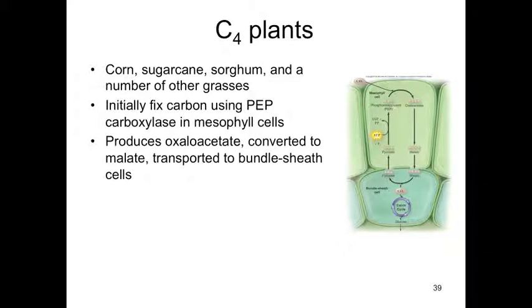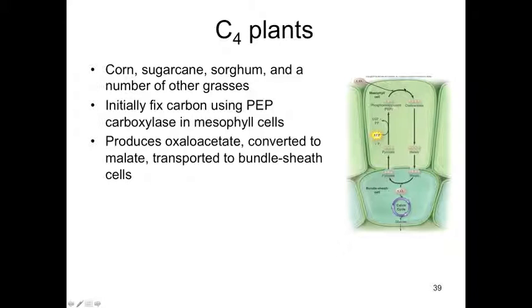Let's look at C4 plants. C4 plants are things like corn and sugarcane or sorghum and a number of other grasses that grow in hot, arid environments. And C4 plants separate carbon fixation and the Calvin cycle spatially.